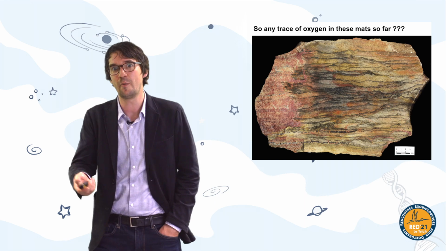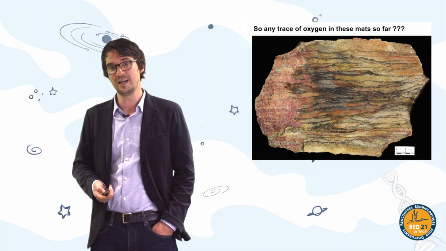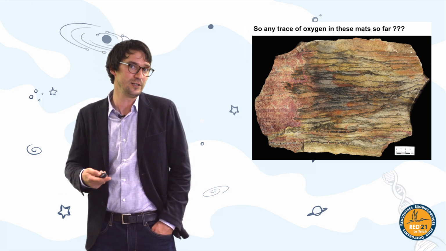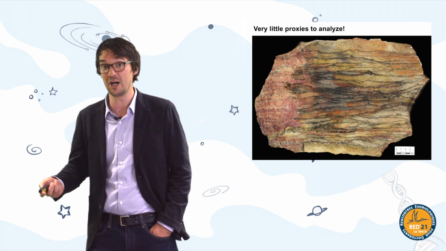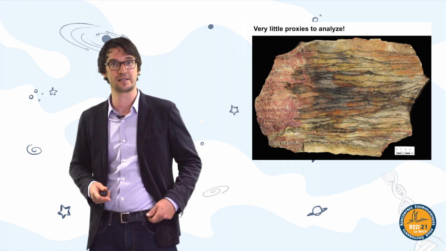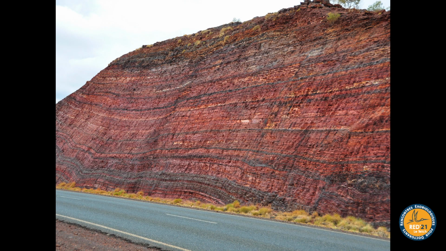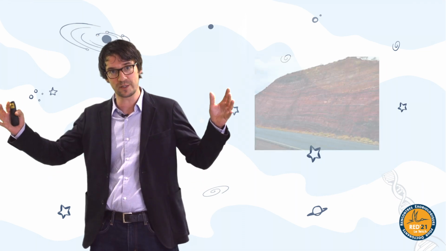The problem is, how would we go about looking to see if these early communities were producing oxygen? Well, are there any traces of oxygen in these mats? Sadly, in a sandstone, there's relatively little to analyze that tells us about the chemical environment. This is largely a physical product of weathering, and there's very little chemical signature preserved in this kind of rock. However, luckily, in the Moodies group, we have several very shallow banded iron formations. Banded iron formations are chemical iron-rich sediments that are really good tracers of their chemical environment. They precipitate directly from seawater, and they capture chemical signatures of that water when they precipitate.